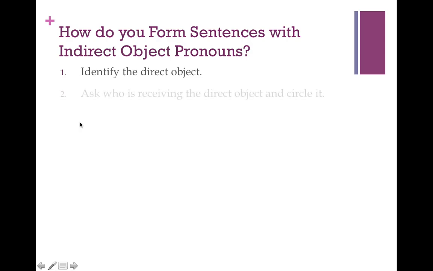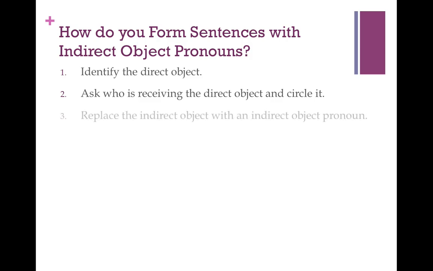Then after finding the direct object, you're asking who is receiving that direct object, and I want you to circle it. So underline the verb once, double underline the direct object. We're still doing that. And then you're going to circle the indirect object, or who's receiving the direct object. You're going to replace it with an indirect object pronoun, which I'm going to show you here in just a second.